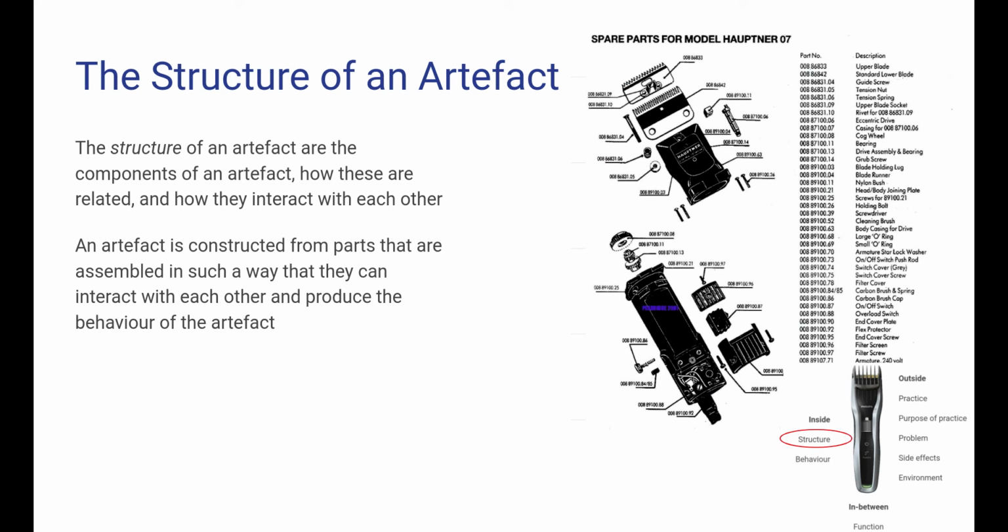Let's now move on to the inside of an artifact and look at its structure. The structure of an artifact is about its components, how these components are related to each other, and how they interact. So the idea is that an artifact is constructed from various parts. They are assembled in a certain way so they can interact with each other, and thereby they can produce some behavior that can be useful for people in the practice.